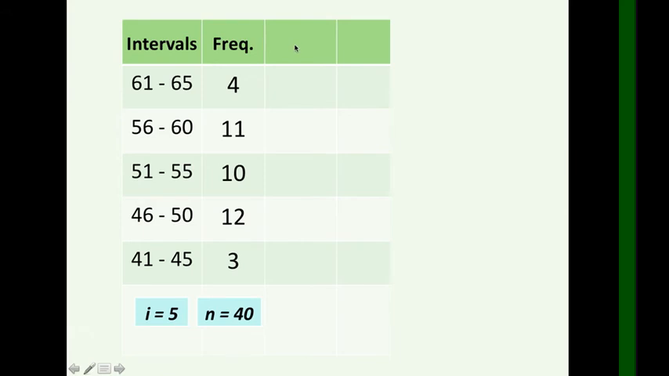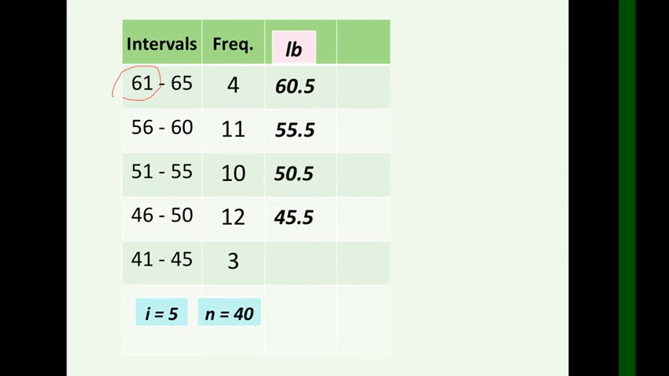For the next column, we have the lower boundary. To get the lower boundary, we just need to subtract 0.5 from the lower number of the interval. So 61 minus 0.5 is 60.5. 56 minus 0.5 is 55.5. 51 minus 0.5 is 50.5. 46 minus 0.5 is 45.5. And 41 minus 0.5 is 40.5.